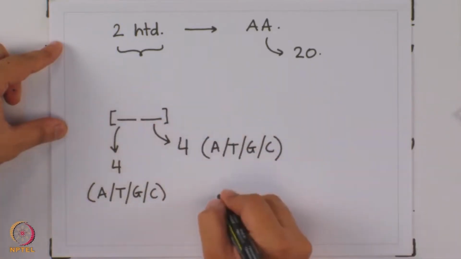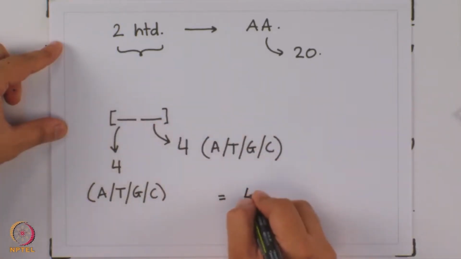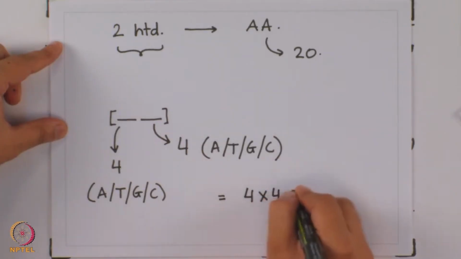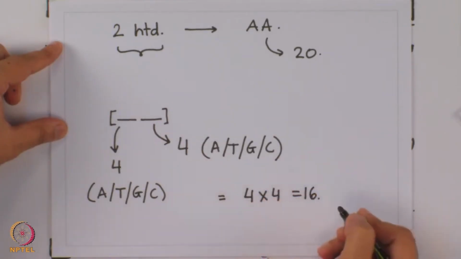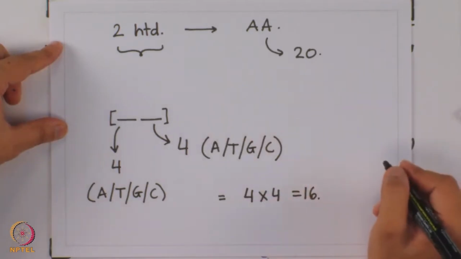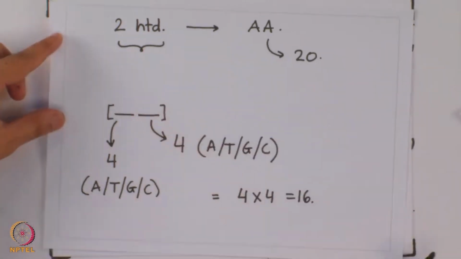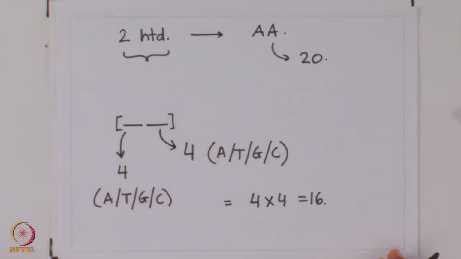The total number of nucleotide pairs that I can generate is 4 into 4, which is 16, but 16 is still less than 20. So even this scheme of 2 nucleotides in a sequence corresponding to an amino acid does not really work. We need to go another step, and let us see what 3 nucleotides corresponding to an amino acid do. 16 is close to 20, so this should hopefully do it.